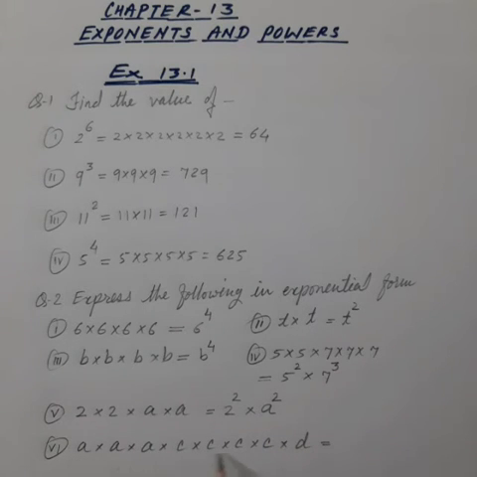Sixth, here there are 3 numbers. a is repeatedly multiplied 3 times by itself. So we can write it as a cube into this. c is repeatedly multiplied by itself 4 times. So we can write it as c raised to the power 4. And d is only 1 time.